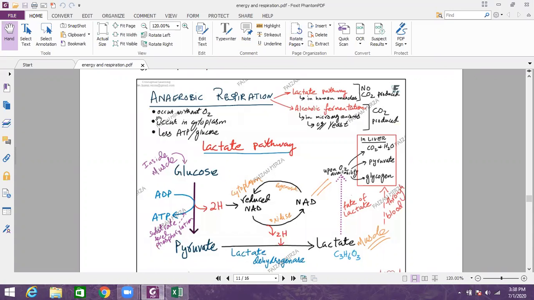Anaerobic respiration occurs in two pathways: the lactate pathway, which occurs in human muscles where no carbon dioxide is produced, and the other pathway is alcoholic fermentation in microorganisms, for example, yeast, where carbon dioxide is produced.